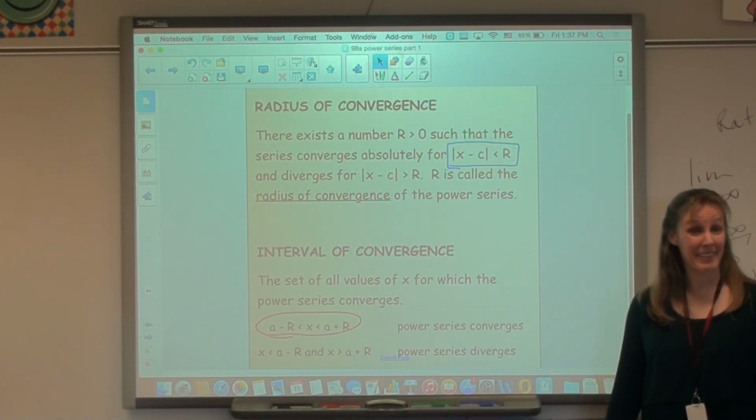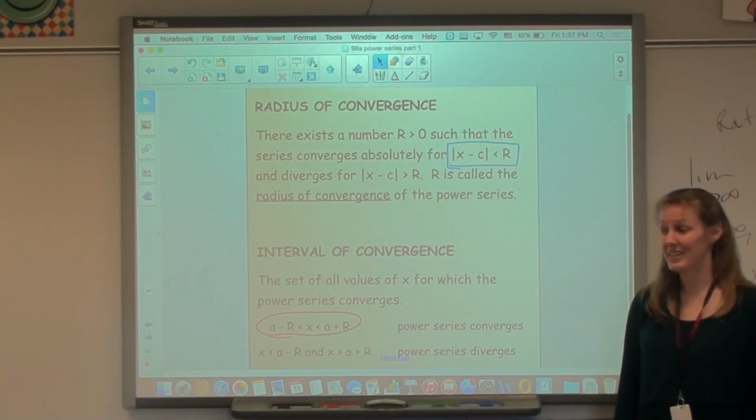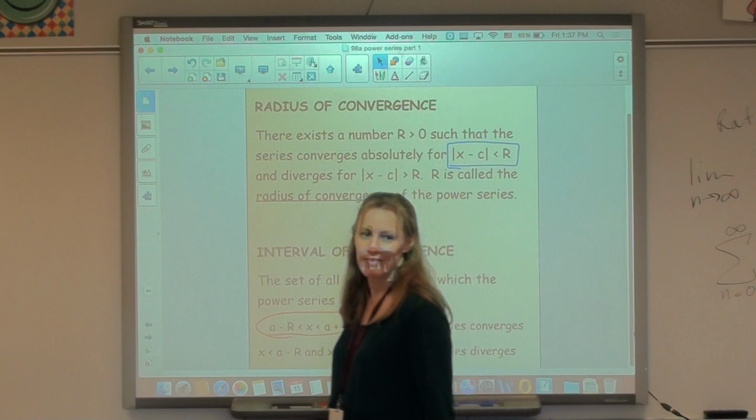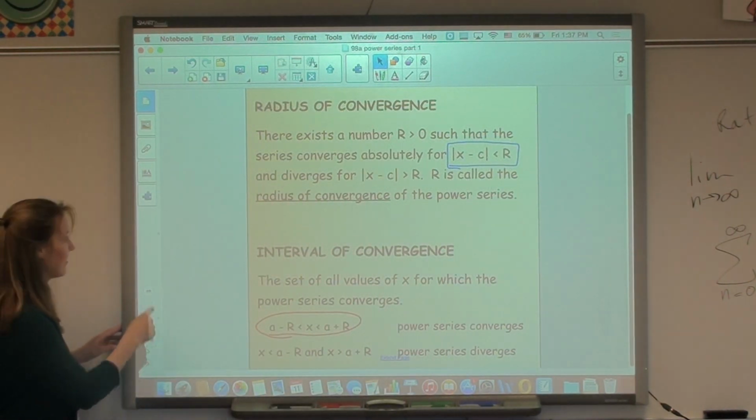What if it equals? We're going to talk about that. Don't worry. That is in the plan today. Yes, good question. Maybe it conditionally converges. That's my guess.